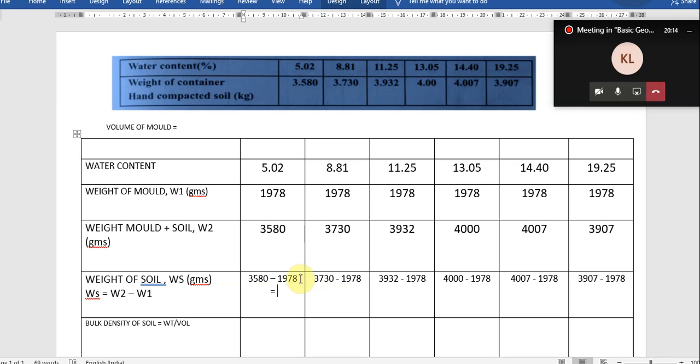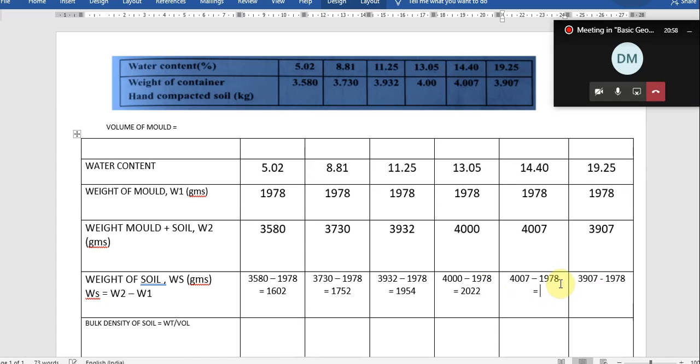For the first trial, 1602 grams. Okay. Next trial, 1752 grams. Okay. Next trial, third trial, 1954. Fourth trial, 2022.